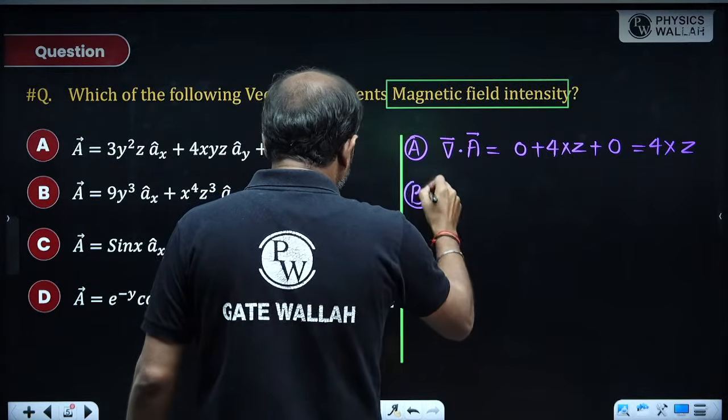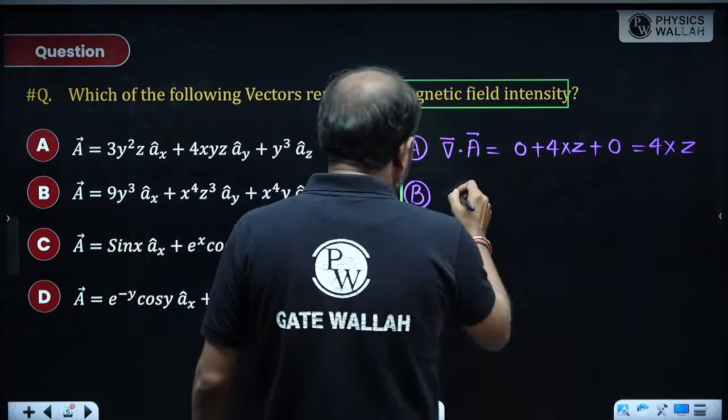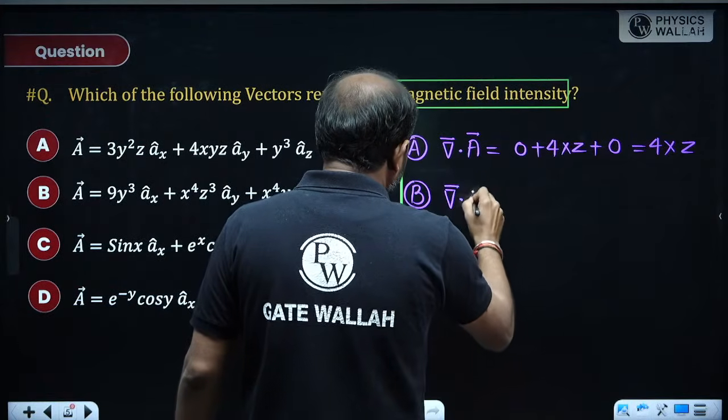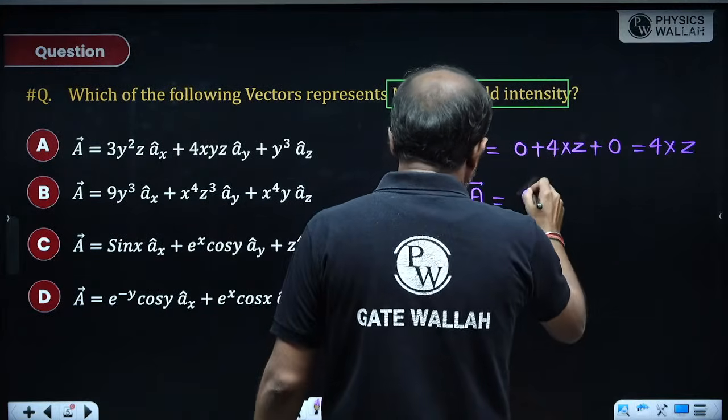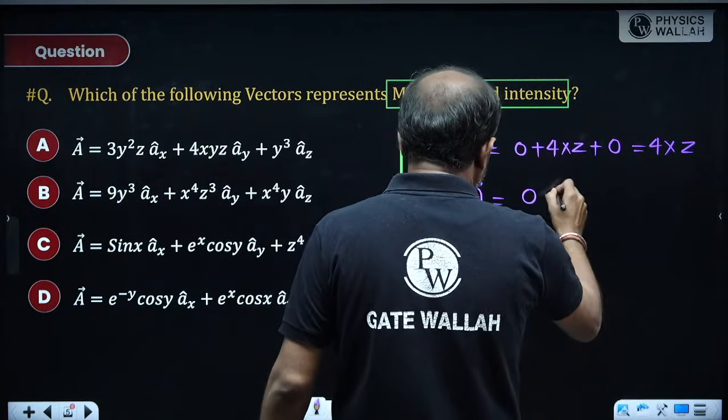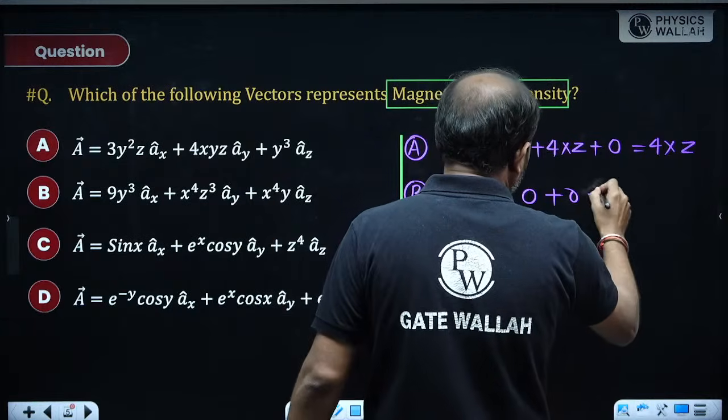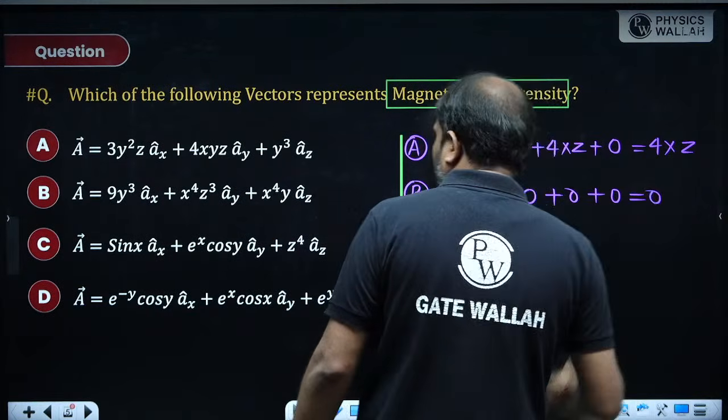Second option, B option, del dot A is equal to 0. So del dot A is equal to, with respect to x 0, with respect to y 0, and with respect to z 0. So it will be 0. So B option is correct.